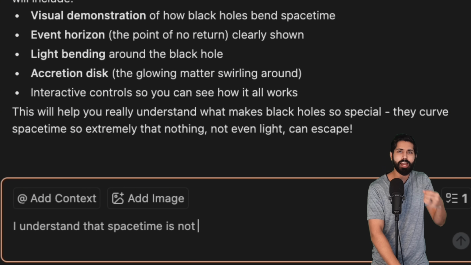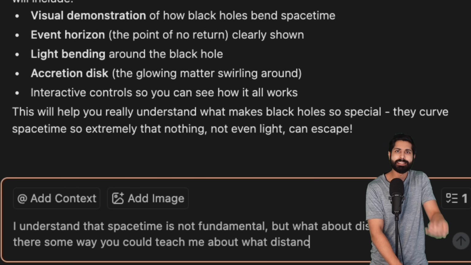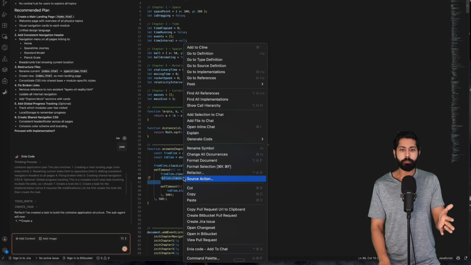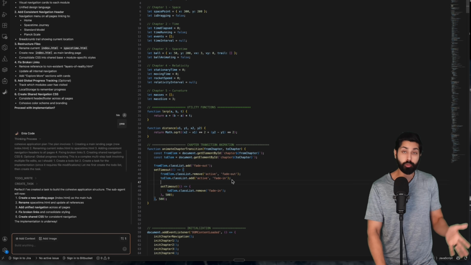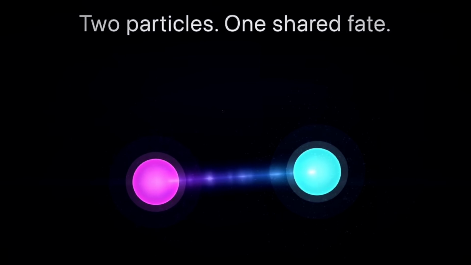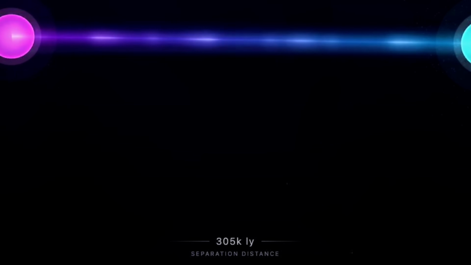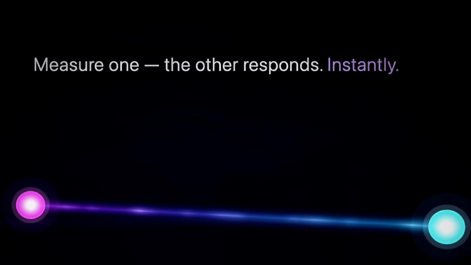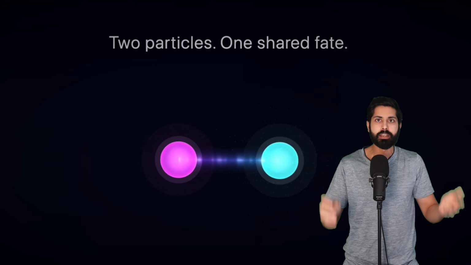I understand that space-time is not fundamental, but what about distance? Is there some way you could teach me about what distance is using physics terms? It's going to show me a visualization of entanglement by using Remotion as a skill. We could see the visual right here of entanglement. Let's watch it real quick. We can see two particles and they're moving across space, across many light years. They're still connected by one shared fate. That shared fate is represented by the Bell state, which describes quantum entanglement, how an entangled state equals the probability of a spin up or spin down, a way of determining what the state of these particles are.